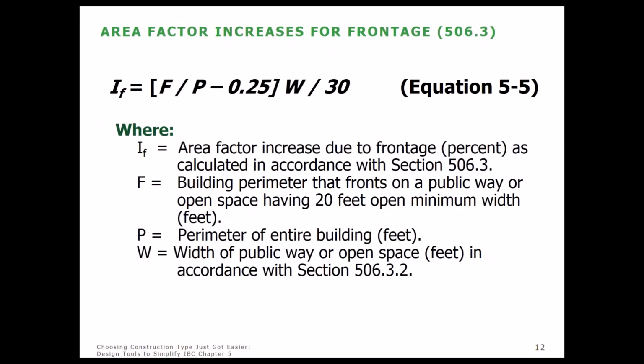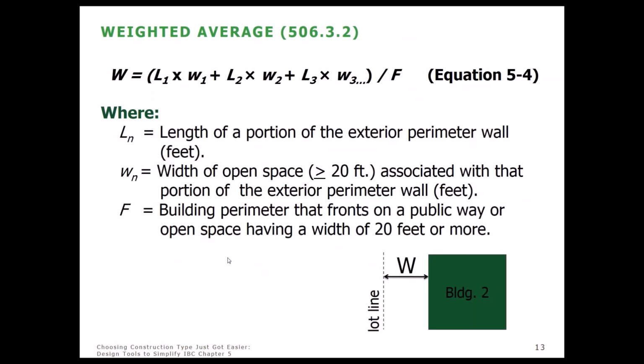The frontage increase factor here, I sub F. The F stands for that portion, or the total of the portion of the perimeter that faces at least 20 feet of open space over the entire perimeter of the building, minus this constant factor. The W is the measurement from the face of the building to the lot line. This can be a weighted average value as shown by this equation. This is equation 5.4 in the code book.